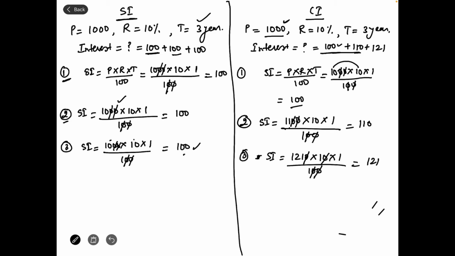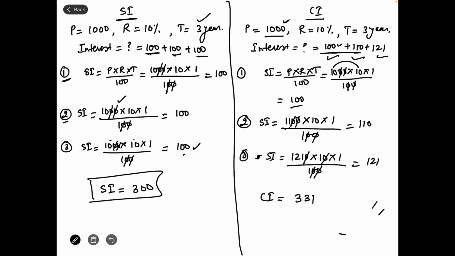Okay, now the total simple interest on this amount for the given rate of interest and time is 100 plus 100 plus 100, which is 300. Okay, while in case of compound interest, the interest is 100 plus 110 plus 121, so the total is 331 rupees. Okay, this is the compound interest on the same amount or on the same rate of interest for the same duration of time.